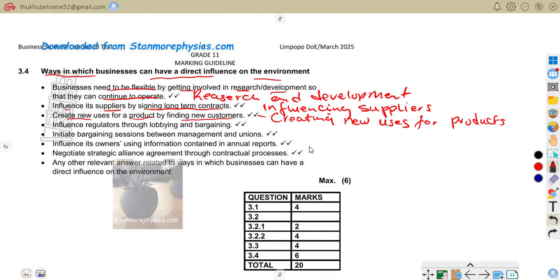So finding new markets increases what? Demand. That is how you create new uses for product by finding new customers.